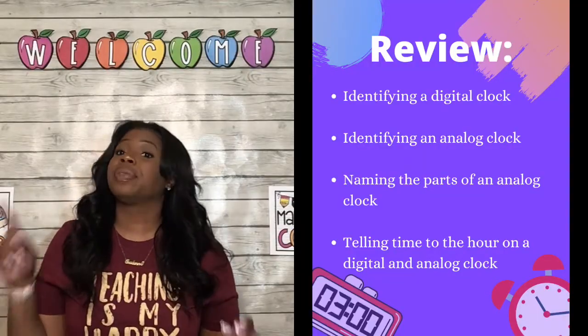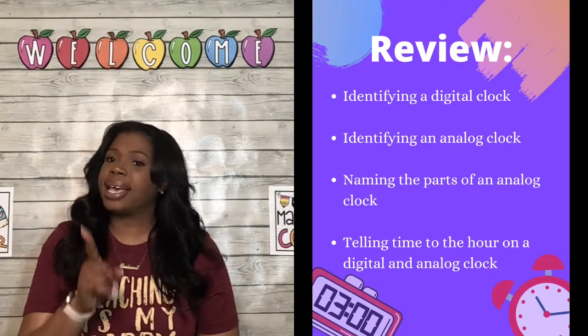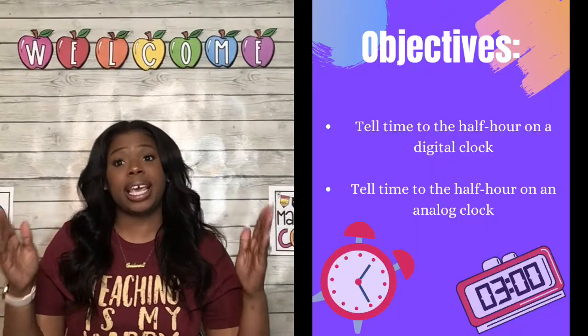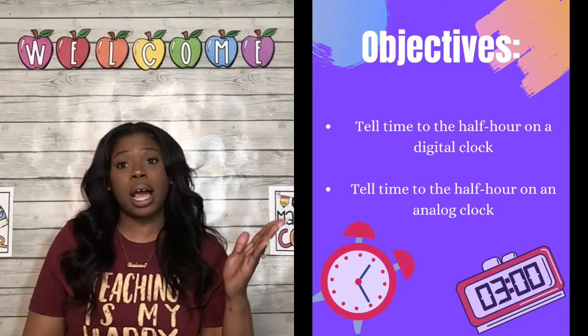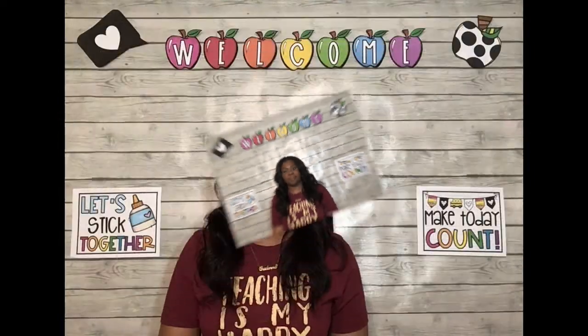Today, we are going to review the things that we learned last time, but very quickly. We will review a digital clock, an analog clock, the parts of a clock, and telling time to an hour. Today, we are going to learn how to tell time to a half hour on a digital clock and an analog clock. So, get your brains ready.